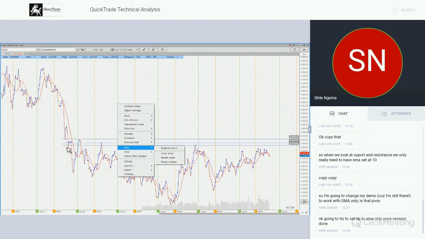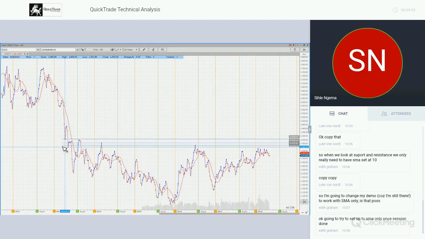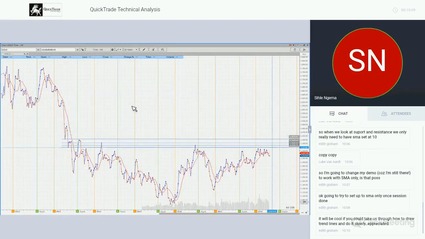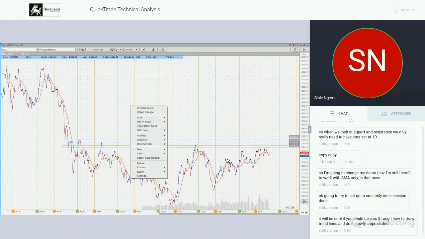All these areas are our resistance, and this turning point here, this minor one, I don't know if you guys can see that dot. Around that dot, that's also our turning point. We're going to use it because we're trying to mark our resistance here.